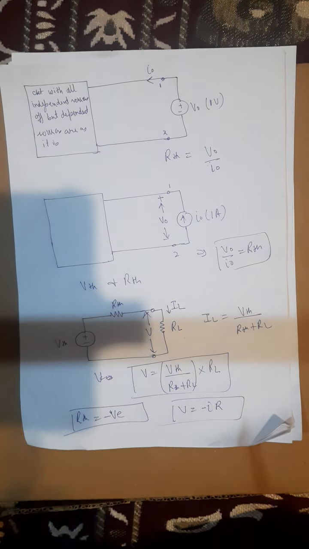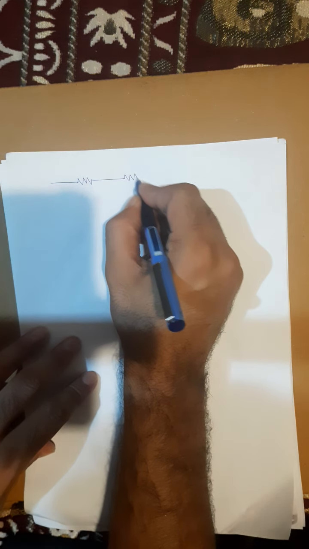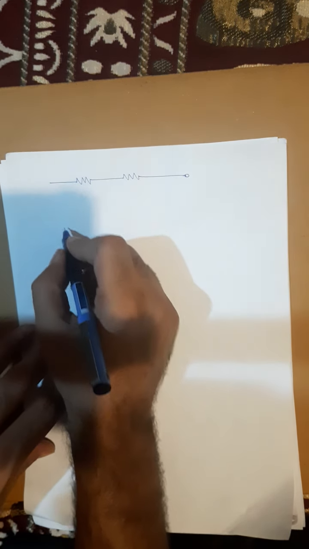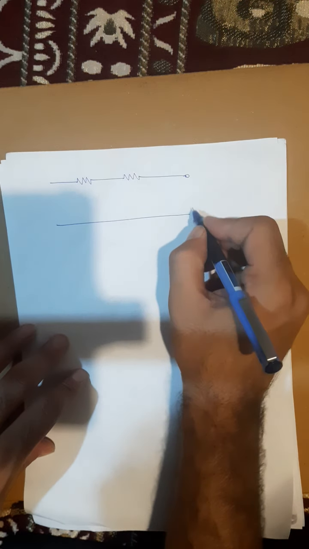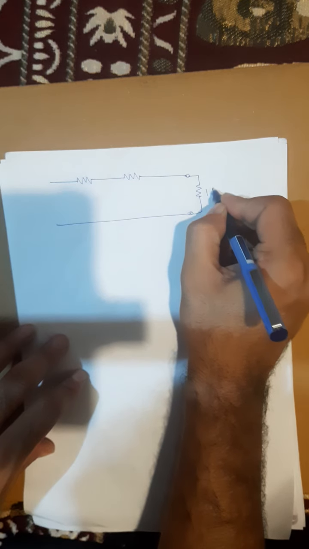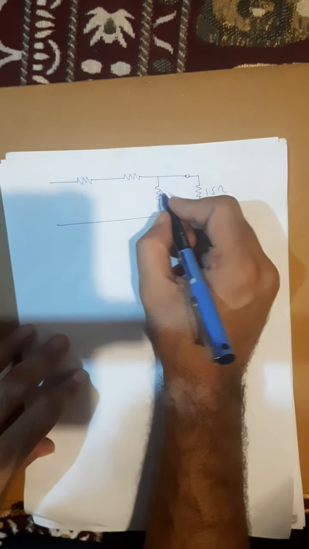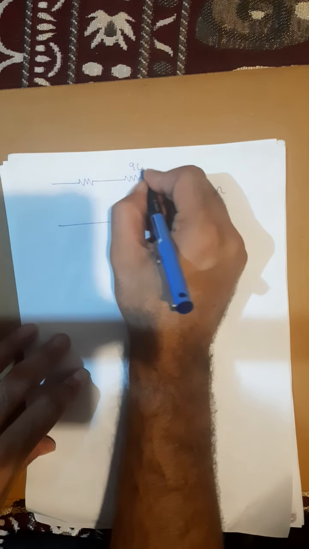So let us solve one or two numericals on this Thevenin equivalent circuit. Suppose I am given a circuit and I am asked to calculate the current through the load. So the circuit looks like this. This is my load, 15 ohm. I have a resistor here. This resistor is 60 ohm. This resistor is 90 ohm.